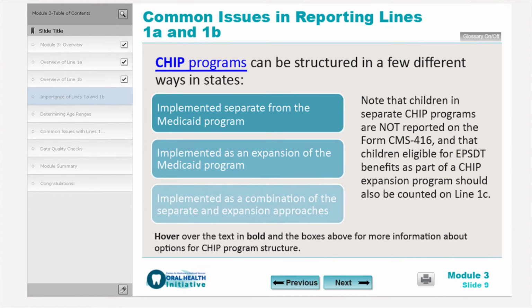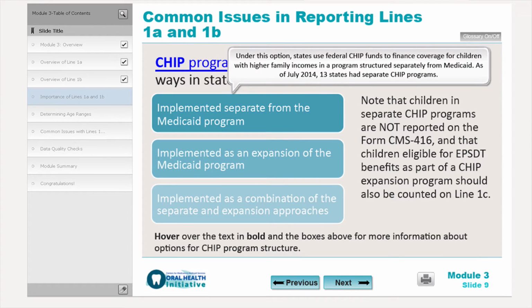Let's talk more about how the structure of CHIP programs impacts reporting lines 1A and 1B. Children's Health Insurance Plan, or CHIP programs, can be structured in a few different ways in states. They can be implemented separate from the Medicaid program. These are called separate CHIP programs. Under this option, states use federal CHIP funds to finance coverage for children with higher family incomes in a program structured separately from Medicaid. As of July 2014, 13 states had separate CHIP programs.